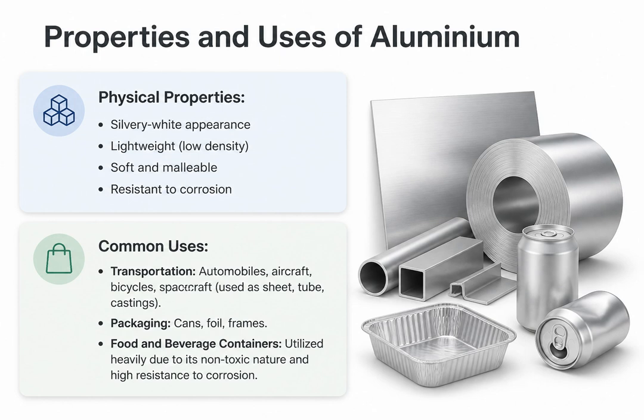It is a silvery white metal that is notably lightweight, soft, and highly malleable, meaning it can be easily shaped or rolled into thin sheets. Because of its low density and high strength-to-weight ratio when alloyed, it is a primary material in the transportation industry, used in everything from aircraft and spacecraft to everyday automobiles and bicycles. Furthermore, aluminum naturally forms a thin protective oxide layer on its surface, making it highly resistant to corrosion. This property makes it ideal for packaging, such as foil, and for food and beverage containers, ensuring the contents remain uncontaminated.